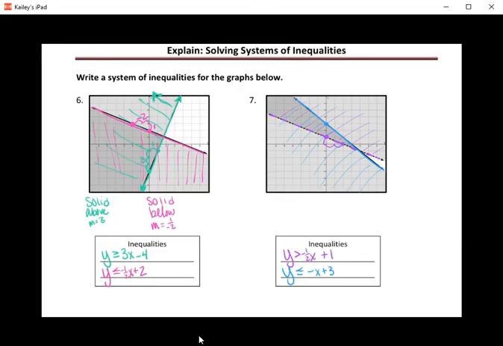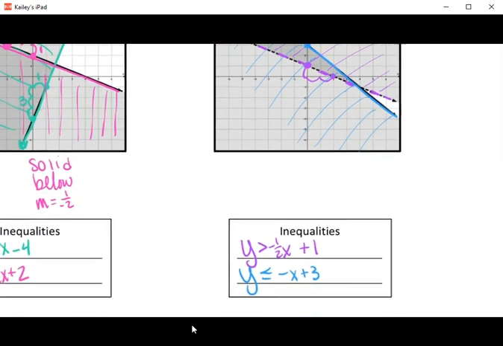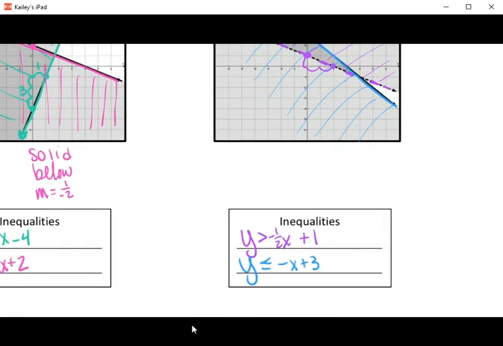Okay, so here I did the dashed line first. So you should get the inequality y is greater than -1/2 x plus 1. And then the blue one, the solid line, should be y is less than or equal to -x plus 3.